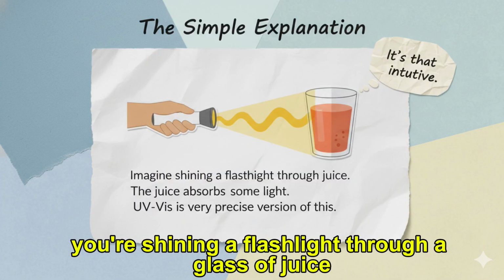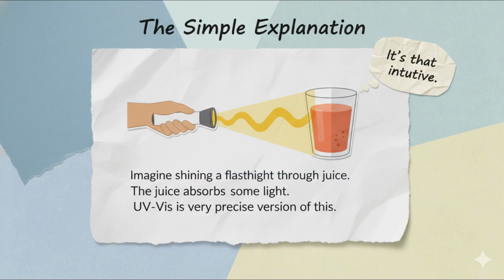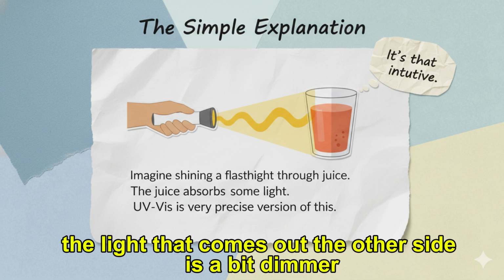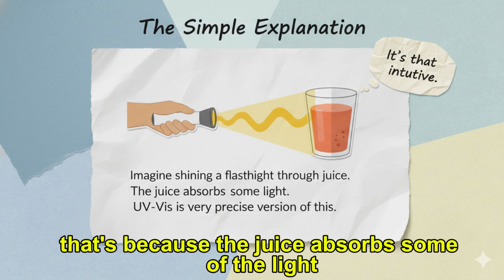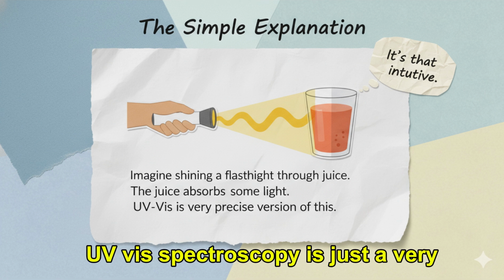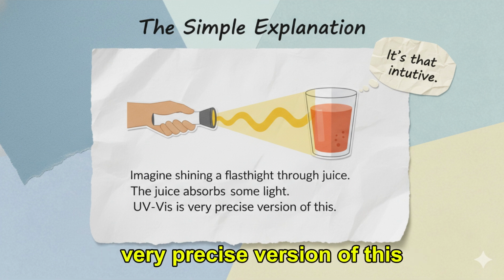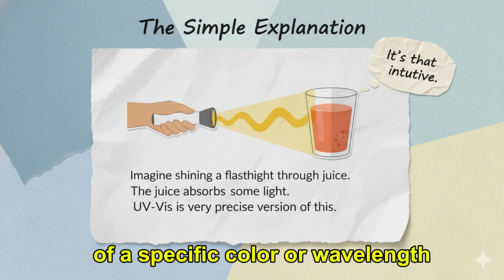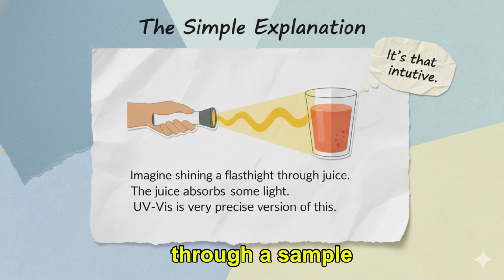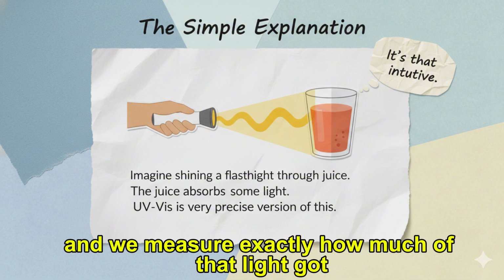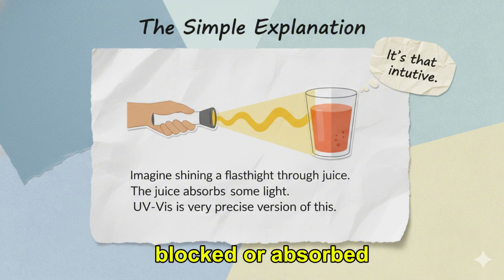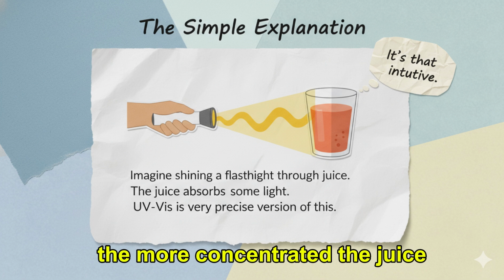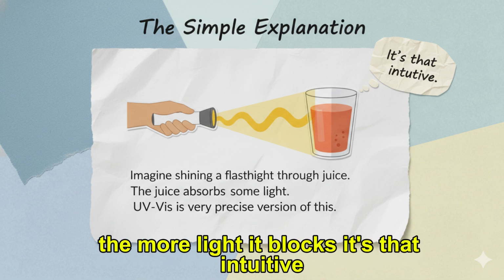Imagine you're shining a flashlight through a glass of juice. The light that comes out the other side is a bit dimmer, right? That's because the juice absorbs some of the light. UV-Vis spectroscopy is just a very precise version of this. We shine a beam of light of a specific color or wavelength through a sample, and we measure exactly how much of that light got blocked or absorbed. The more concentrated the juice, the more light it blocks.